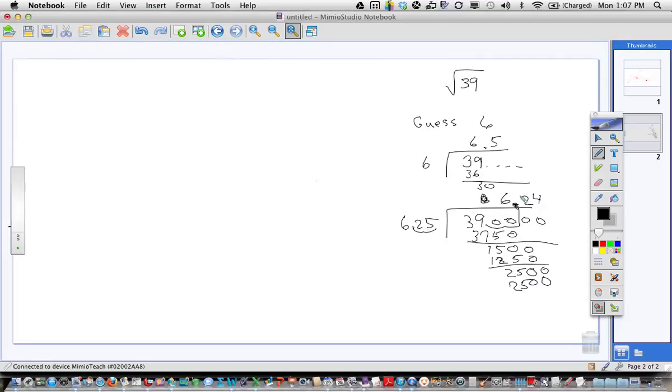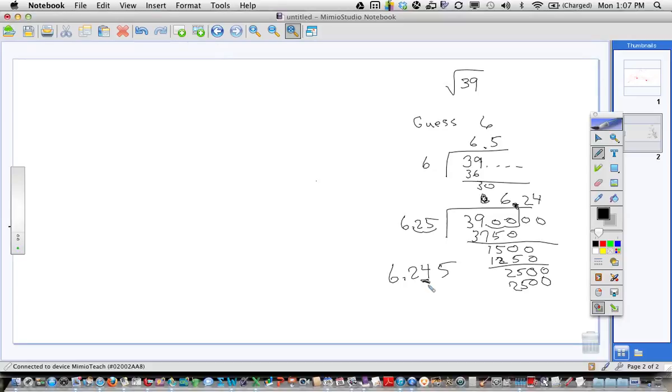So now 6.25 and 6.24. I'm getting close, aren't I? Divide and average. What's the average of those? 6.245. So I would be comfortable that I'm at least right out to 2 decimal places at this point. Now, what is the square root of 39? Has anyone done that for me yet?